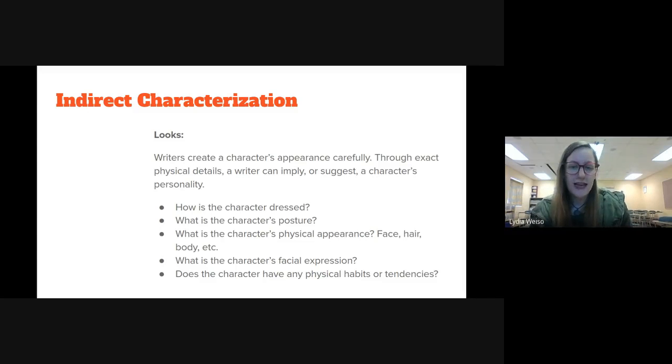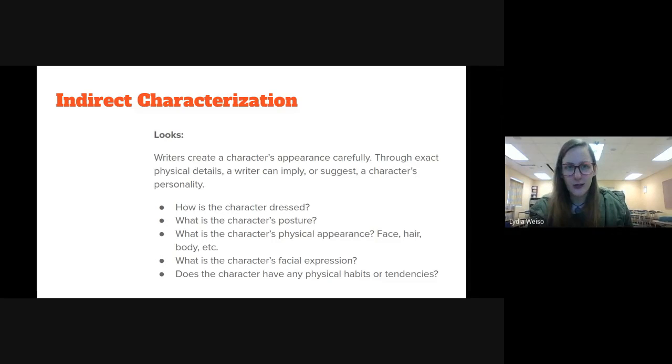So a writer can imply or suggest things about the story, the themes, a character's personality, their priorities through the way that they are physically described. And that's not just what are they wearing, what do they look like, but obviously those are part of it. Also, what's the character's posture? How do they move their body through space, right? How do they pick up a cup? How do they walk down the street? Do they slump? Do they stand up straight? Are they clumsy? Do they knock things over? How do they move through the world? That's part of both actions and looks.